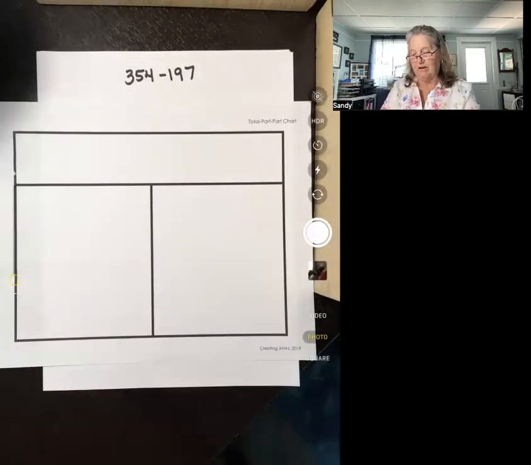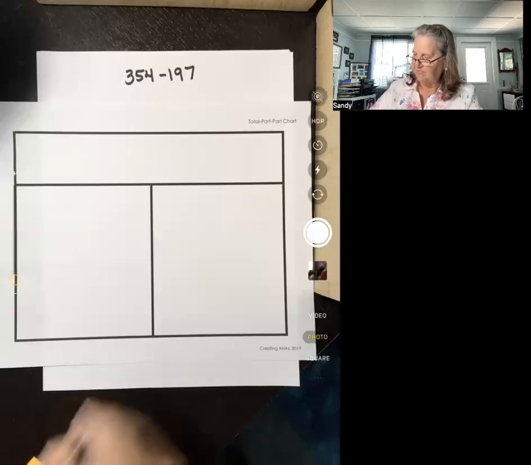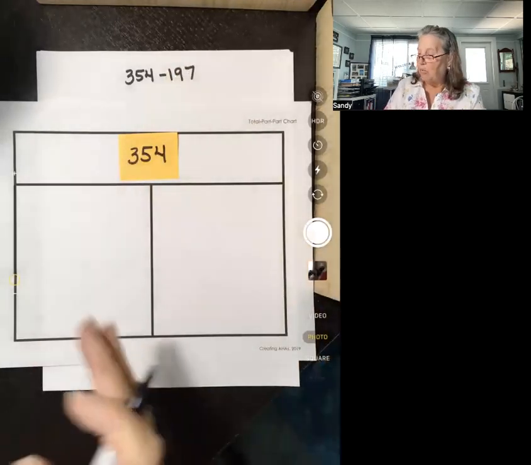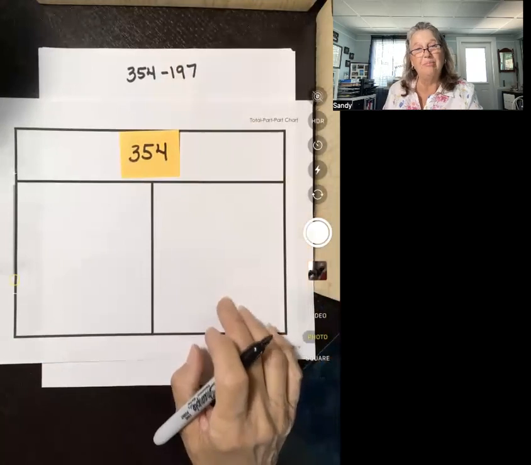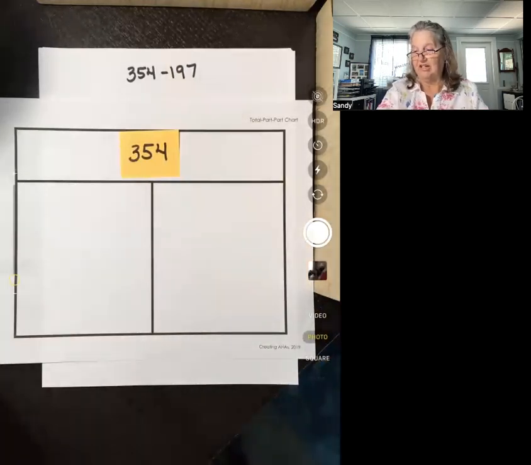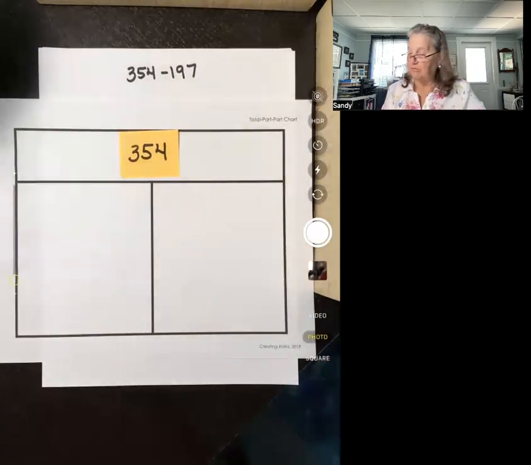I start with whatever my total is. So in this case, we're starting with 354 as our total, right? I've got this total. I've got one part here, and I'm trying to figure out my other part. I'm going to count up. Now, because this is a small model, I won't use my actual base 10 materials, right? We aren't going to use these, but I'll draw the picture to let you see what I mean.